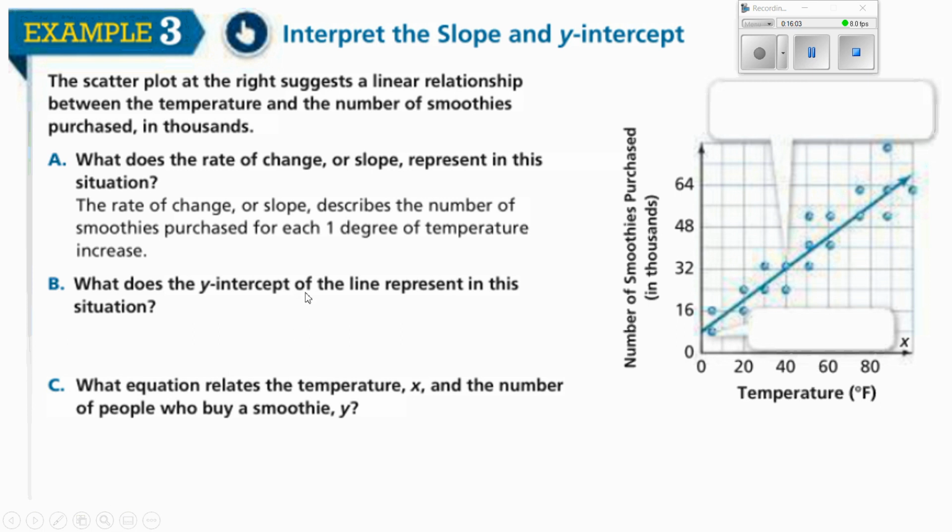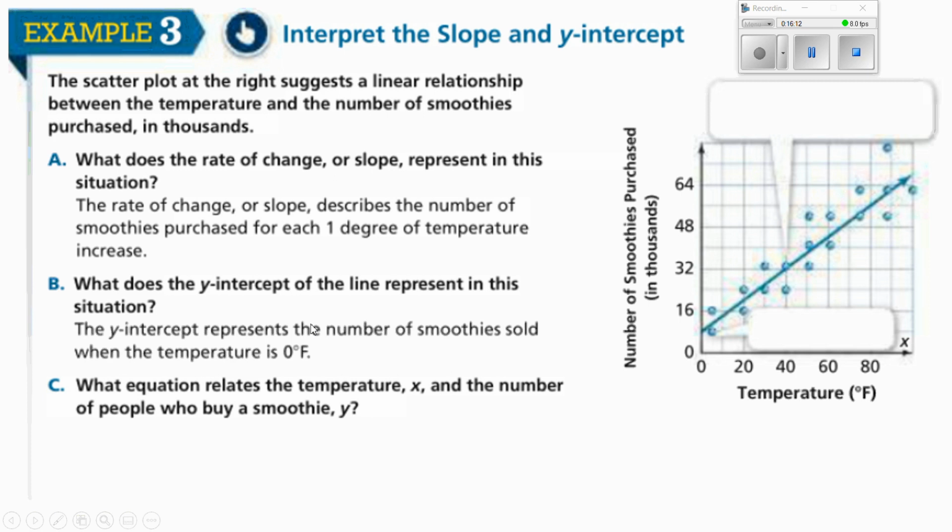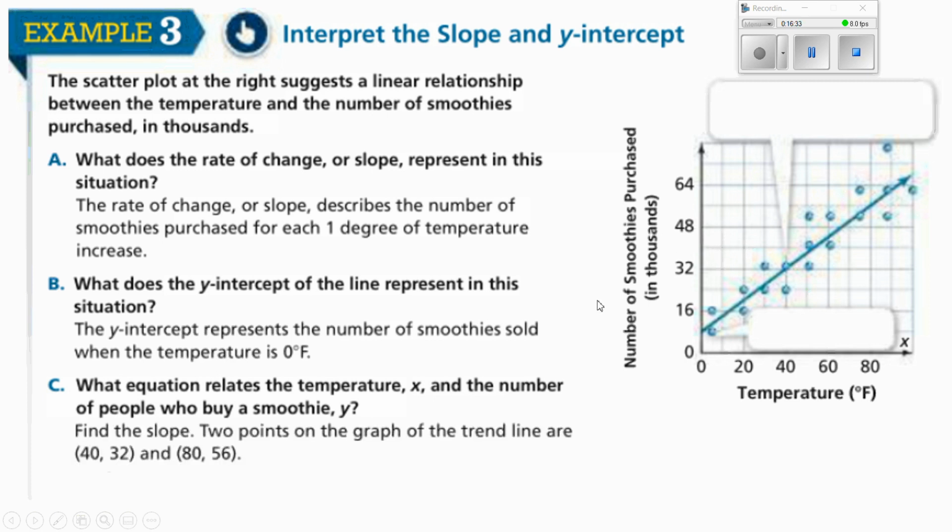What does the y-intercept of the line represent in this situation? As you might guess, the y-intercept represents the number of smoothies sold when the temperature is 0 degrees Fahrenheit. Looks like when it's 0 degrees, there might be about 8 smoothies sold. What equation relates the temperature, which is x, and the number of people who buy the smoothies, which is y?